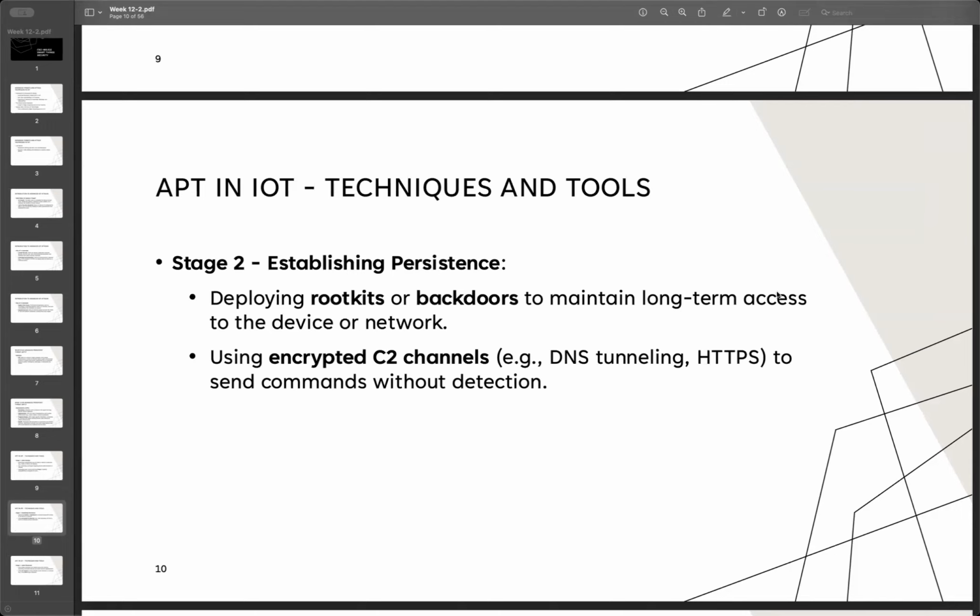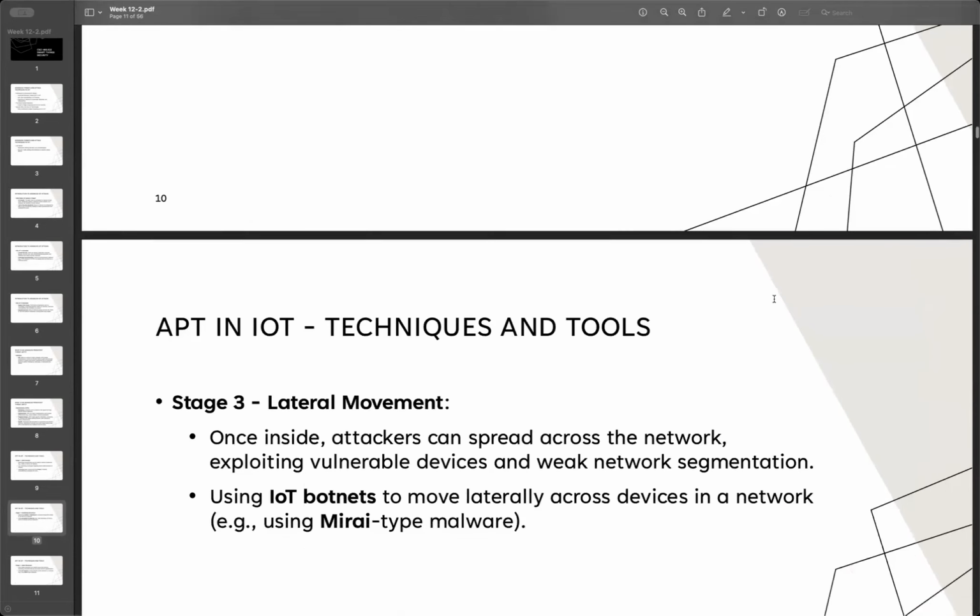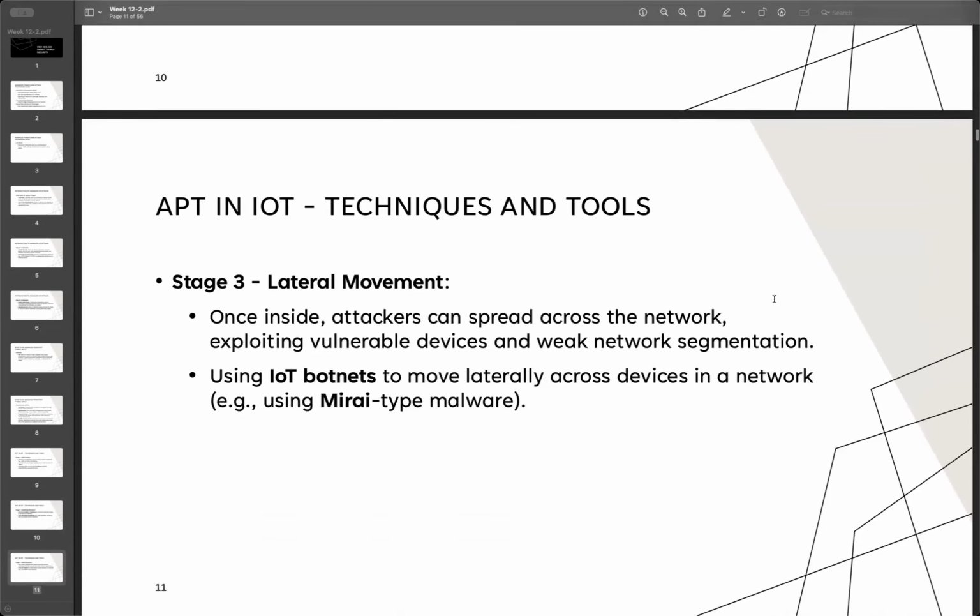And also they can use an encrypted C2 channel, including DNS and HTTPS tunneling, to send commands without detection. So that's the second stage. And we move on to stage three, lateral movement.